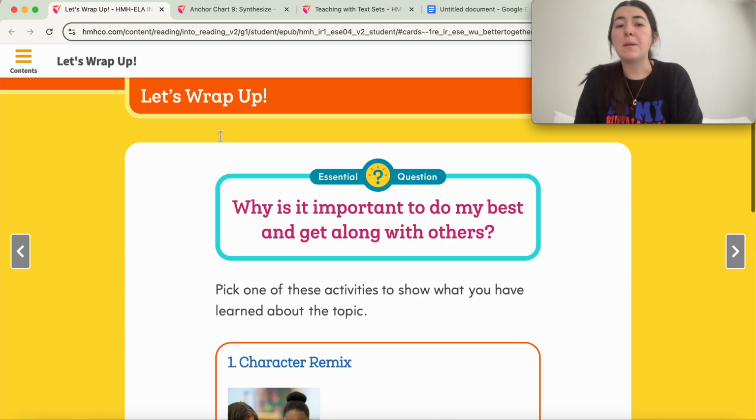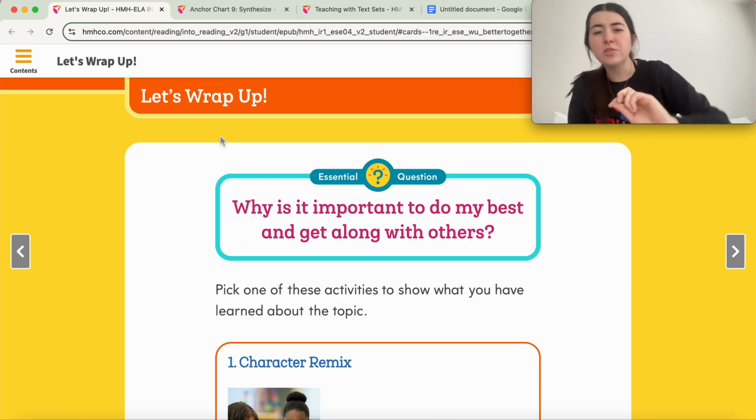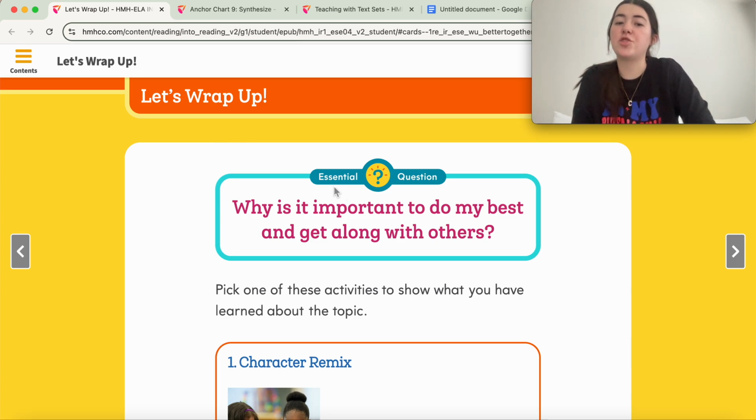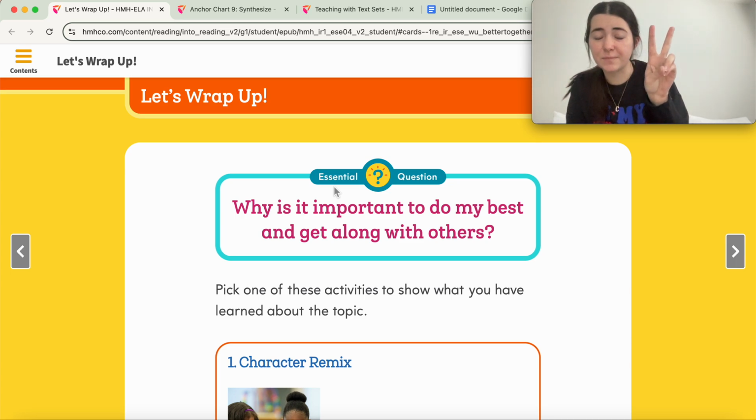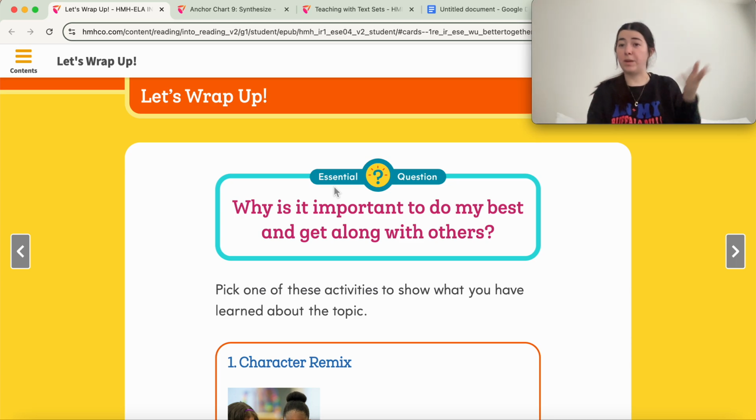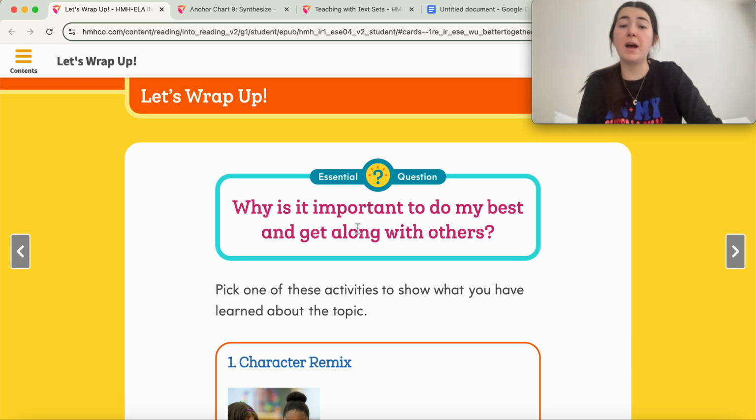We are wrapping up our module, and we are trying to answer this essential question. Why is it important to do my best and get along with others? Why is it important to do my best and get along with others? We read a lot of stories this module that taught us why we want to do our best and get along with others. Now you're going to pick from 2 projects in order to show me what you've learned from this module.